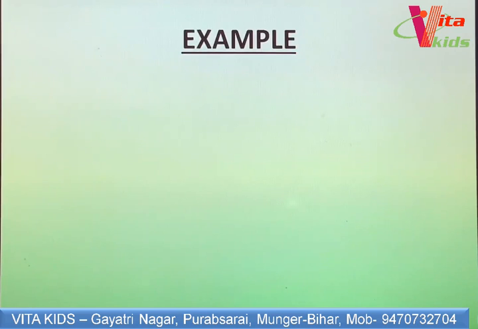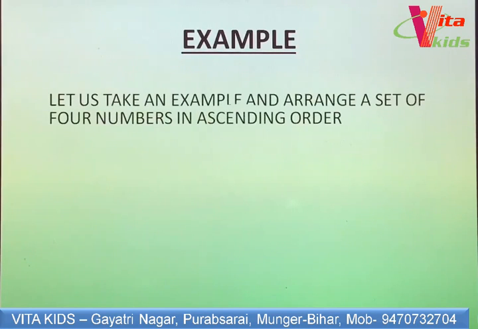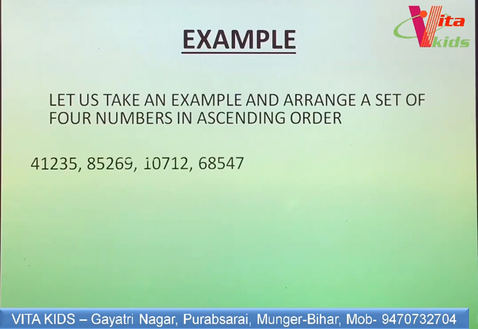Let us take an example. Let us take the example and arrange a set of 4 numbers in ascending order. The 4 numbers that I have taken are 41235, 85269, 10712, 68547. All 4 numbers that I have taken here are 5-digit numbers.